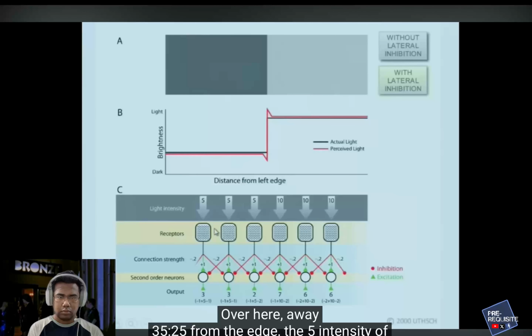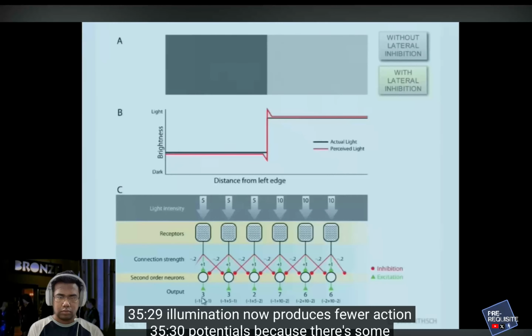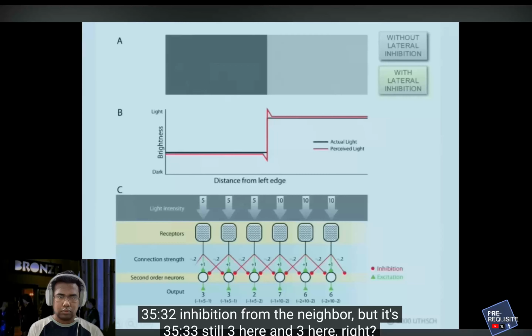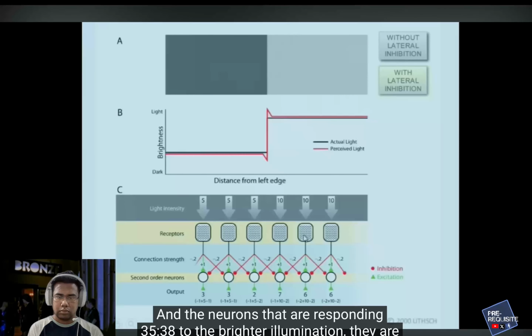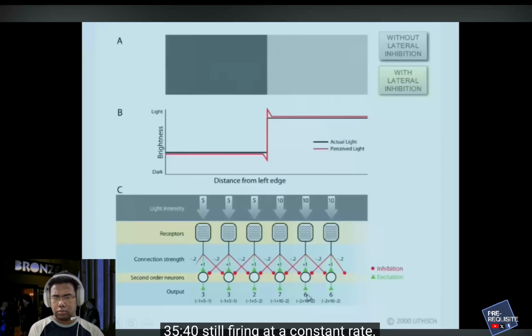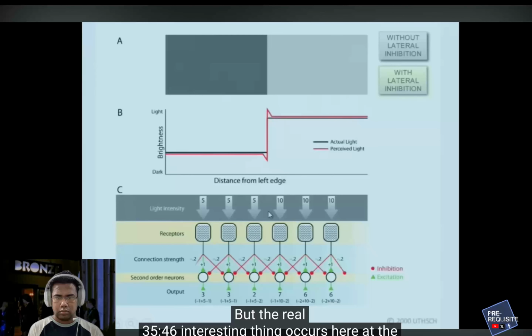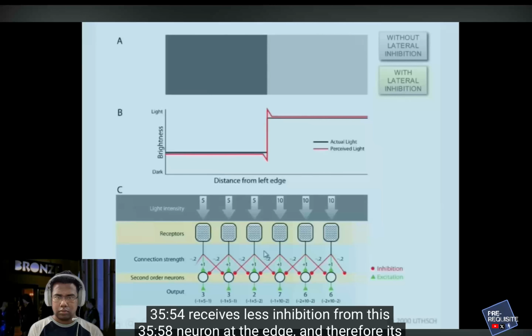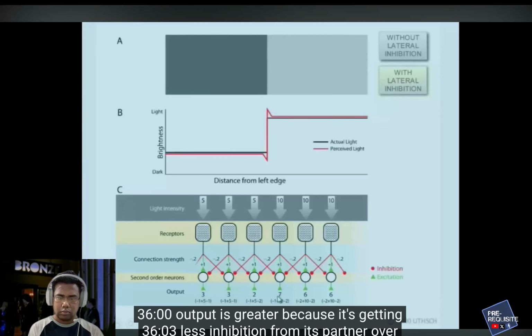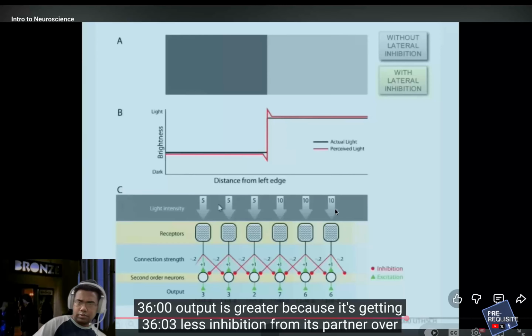Over here, away from the edge, the 5 intensity of illumination now produces fewer action potentials because there's some inhibition from the neighbor. But it's still 3 here and 3 here, right? That's fine. And the neurons that are responding to the brighter illumination, they are still firing at a constant rate. It's somewhat reduced, 6 and 6. But the real interesting thing occurs here at the edge, because now the neuron that is receiving the illumination at the edge receives less inhibition from this neuron at the edge, and therefore its output is greater because it's getting less inhibition from its partner over here.